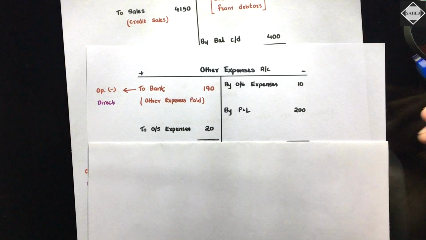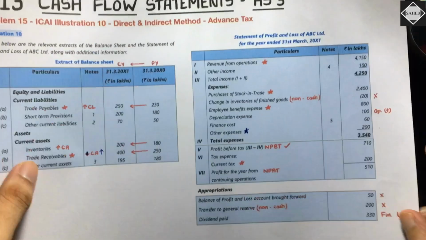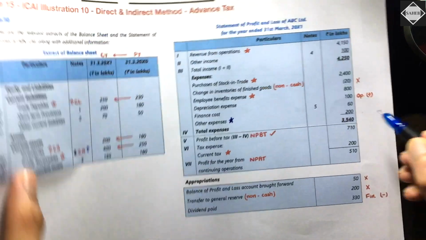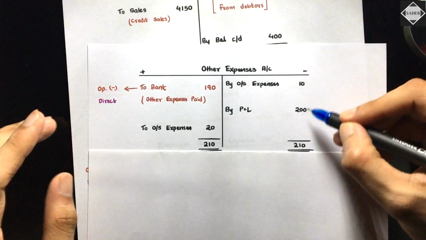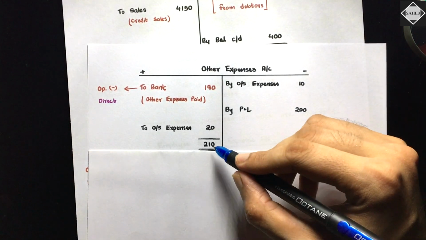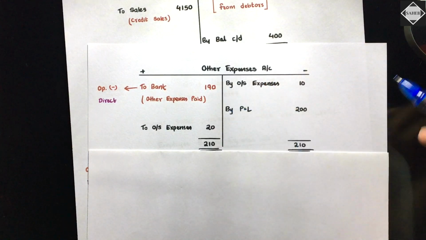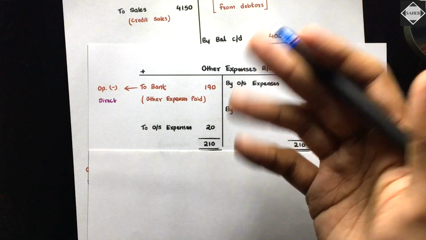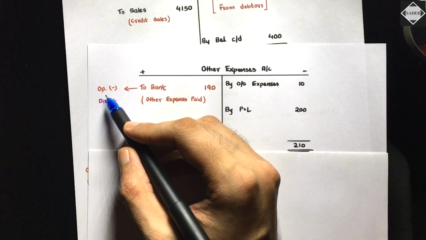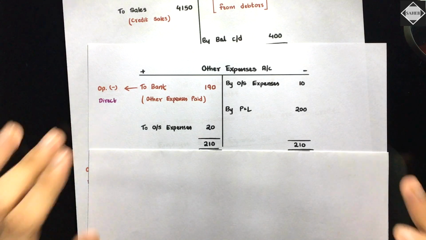Fine. Then what? Then see the P&L. In P&L, other expenses was how much? In P&L, other expenses was 200. So that will come over here, 200. Okay. Then you will balance this account. 200 plus 10, that's 210. 210 minus 20, that's 190. So this is the actual other expenses paid, 190. So it's cash outflow, right? So you will subtract it in the operating activities under direct method. Is it clear? Simple and straightforward, right?